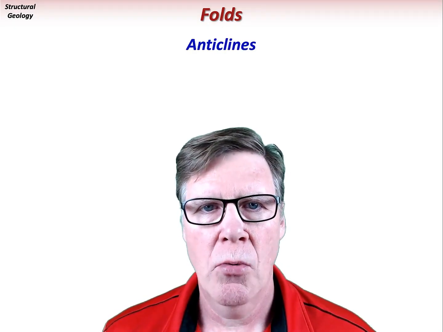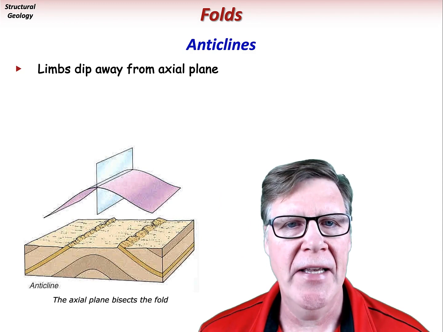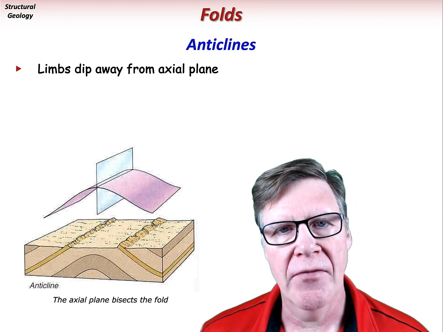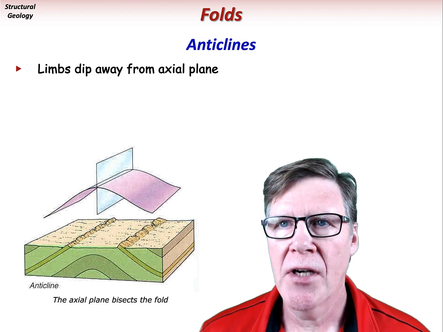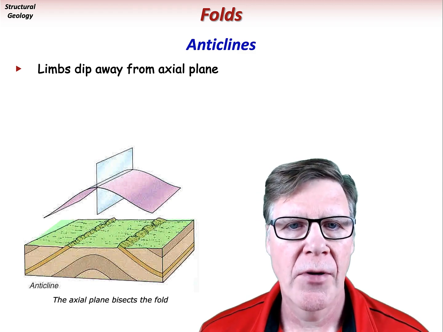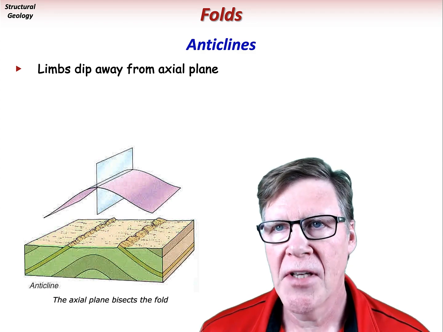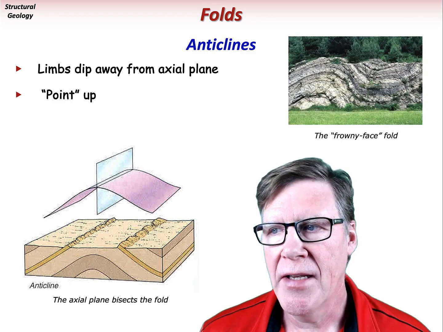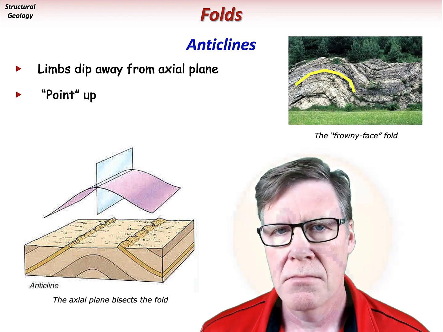One basic type of fold is the anticline, where the fold limbs dip away from the axial plane. Block diagrams like this are great for showing folds, both in cross-sectional view from the side and in map view from the top. In cross-section, an anticline points up or forms a frowny face.